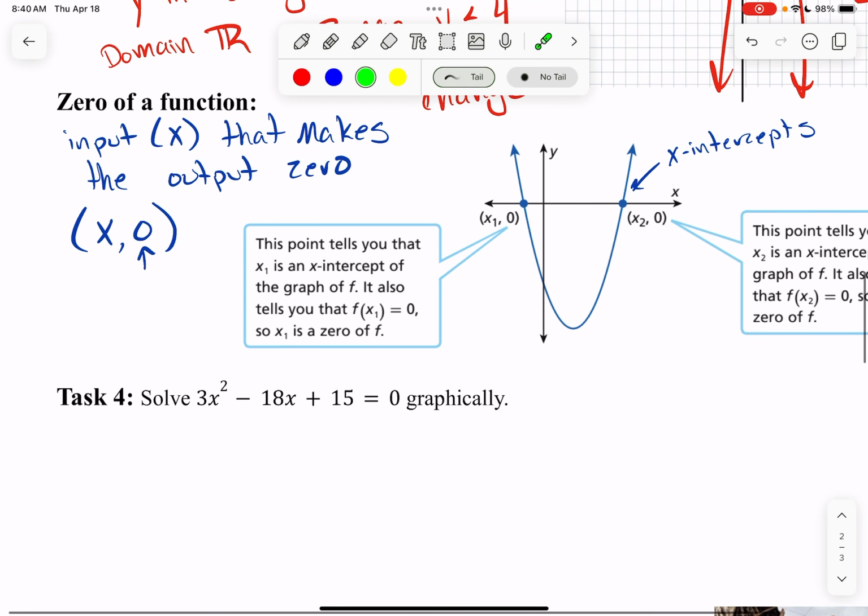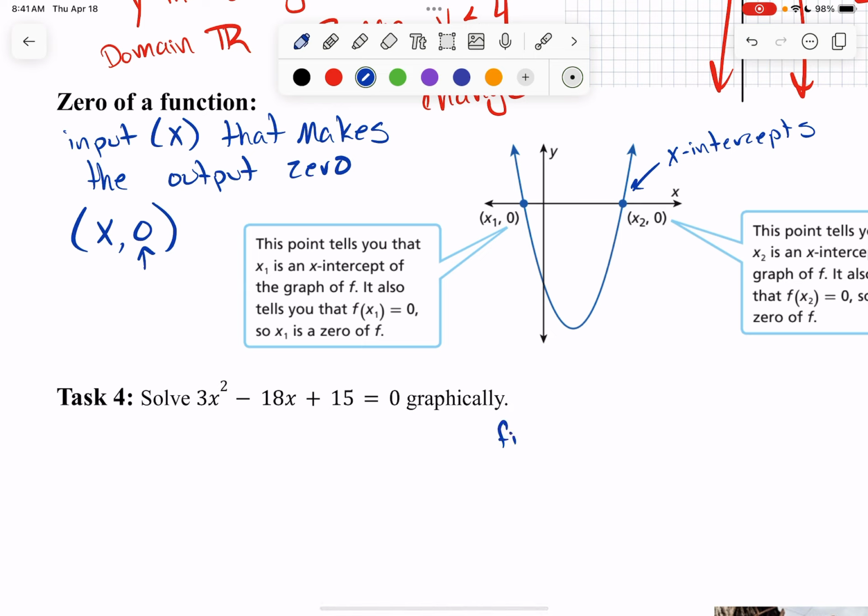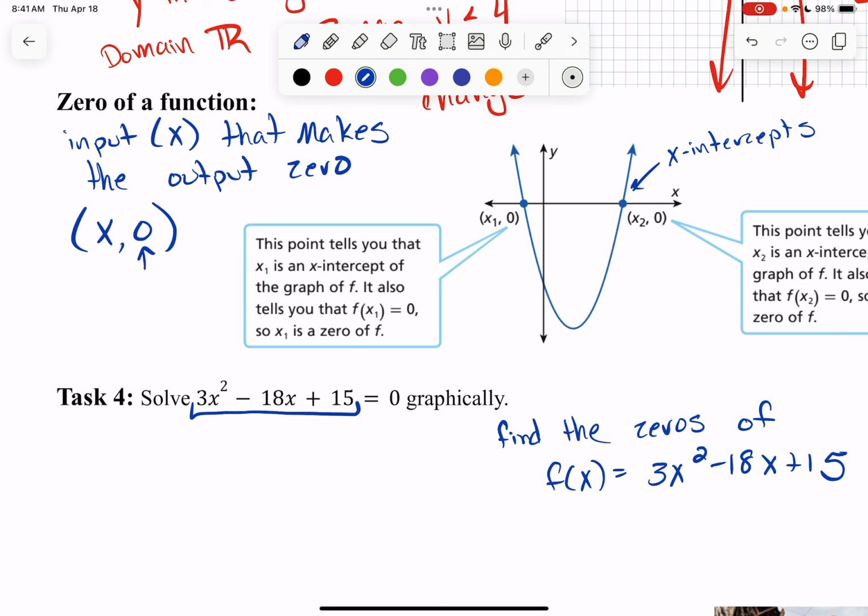Okay, so for this next problem, it says solve. I want to know where 3x squared minus 18x plus 15 equals 0. So really here, I'm trying to find the zeros of basically the function f of x equals 3x squared minus 18x plus 15. I'm looking for the input that gives me an output of 0. So we're going to go ahead and find that graphically.